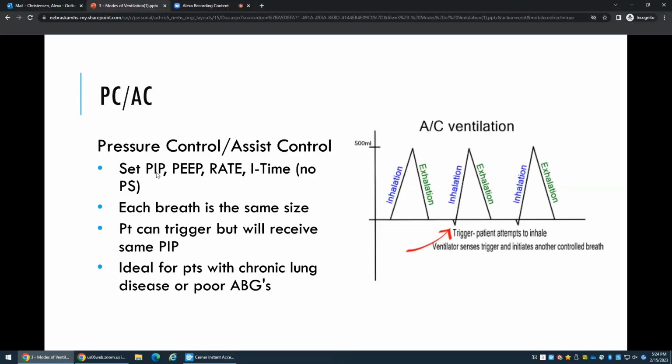This is ideal for patients with chronic lung disease and poor blood gases. The statistics show that assist control decreases work of breathing because the baby's getting the same size breath each time they take a breath. You're not getting a big breath and then a few little breaths, which, for babies with chronic lung disease or poor blood gases, can make them feel like they're working a little bit harder when they have to take those smaller breaths, if that makes sense.